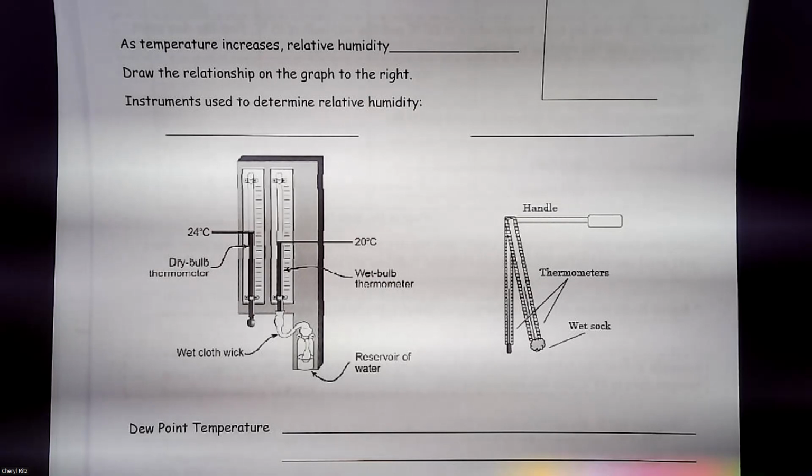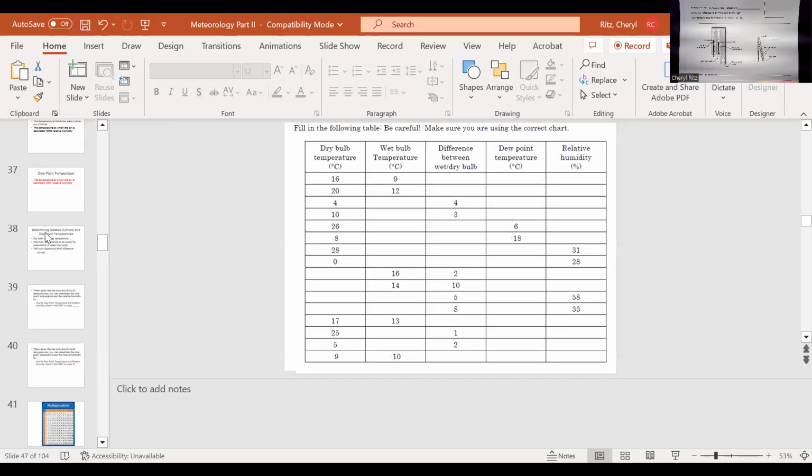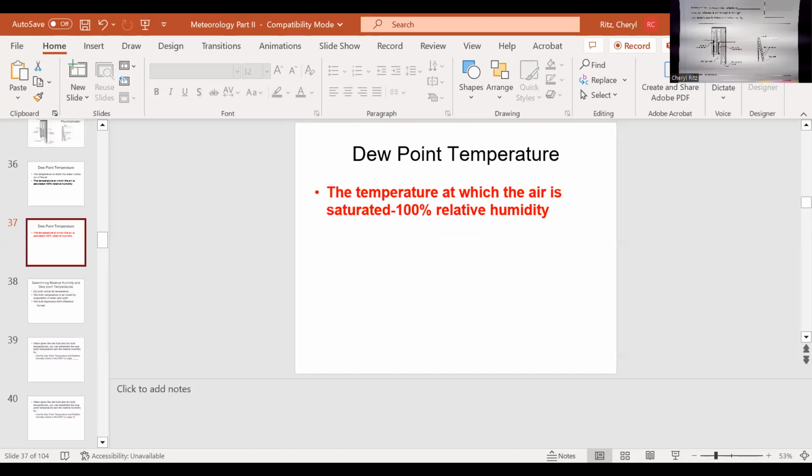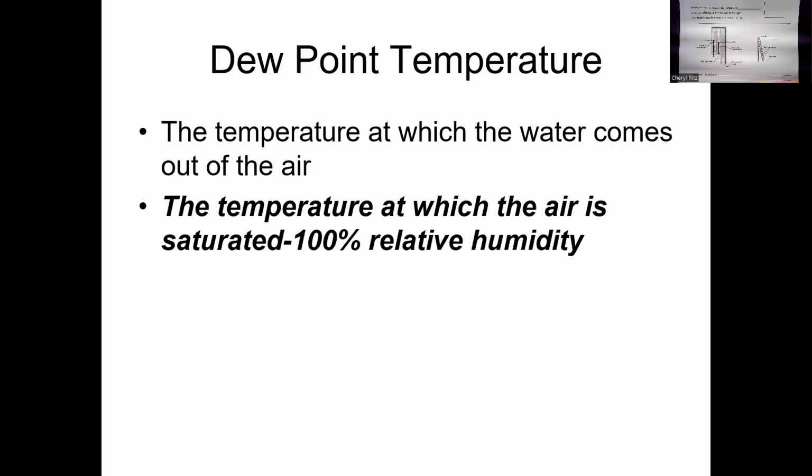So let's fill in the definition of dew point. I have this on PowerPoint, so you don't have to read through my writing. Right there: the temperature at which water comes out of the air. If the water's coming out of the air, what's the relative humidity then? Very humid. In fact, if it's coming out, it must be 100.